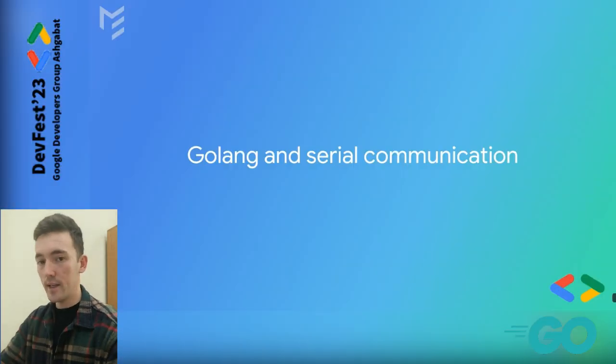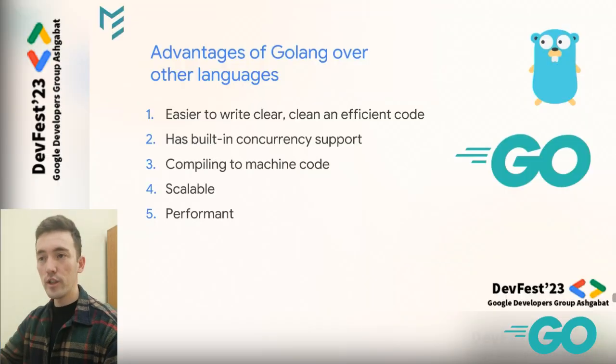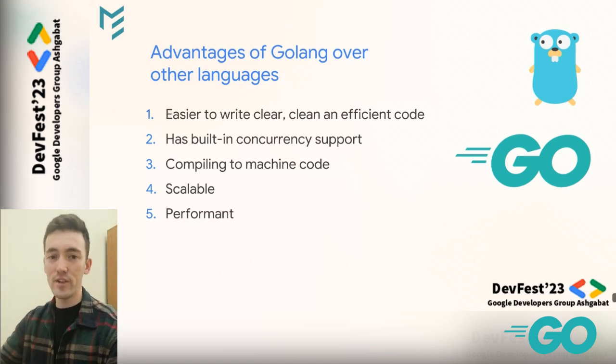Next, Golang and serial communication. You can surely use the Python programming language or Java or C++ to make this task, but I give an example with Golang because it's very young and modern technology. Why do I use Golang? It is easier to write. You get a clean and efficient code without any useless things. You can build concurrency, and its compiling is scalable in performance.